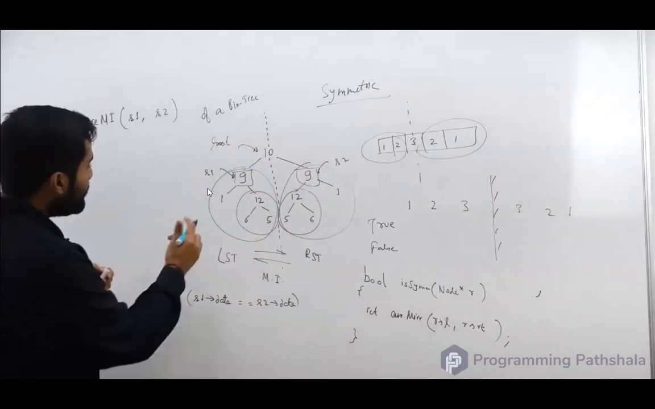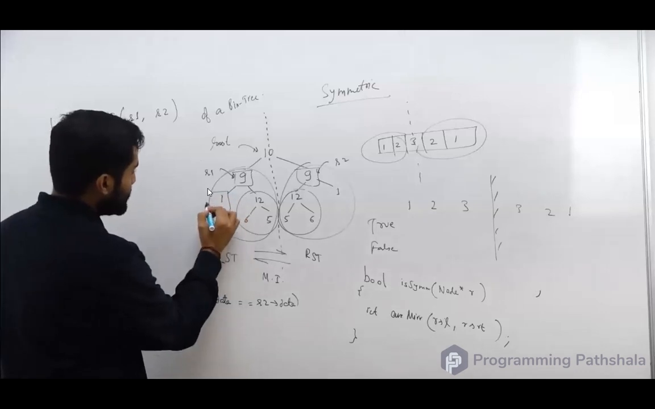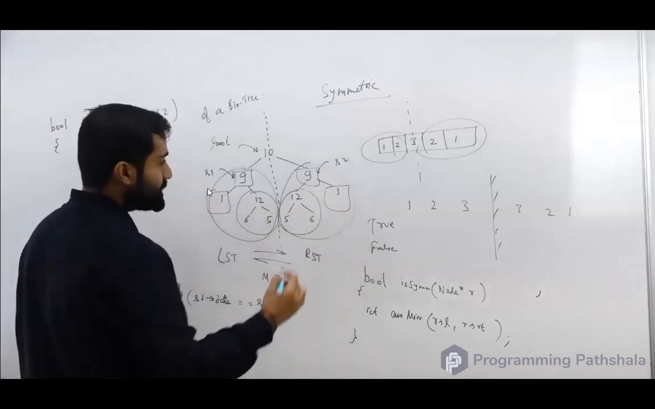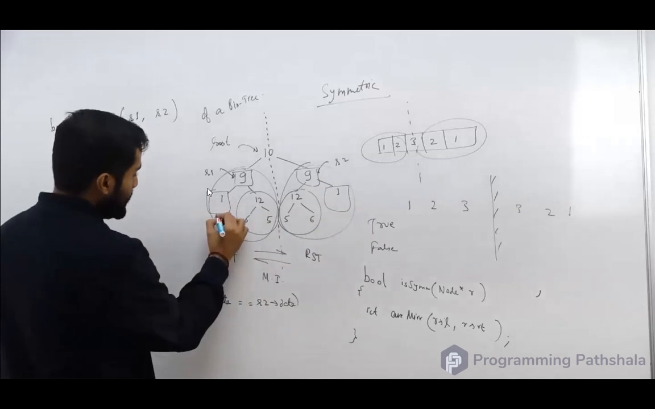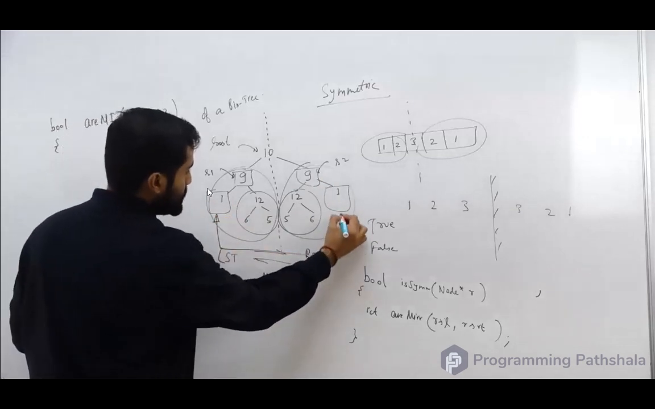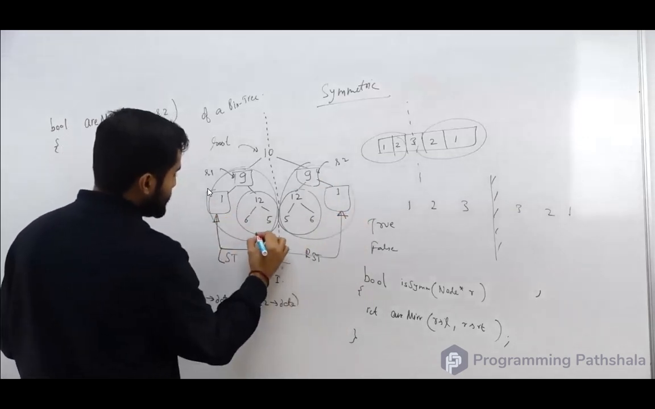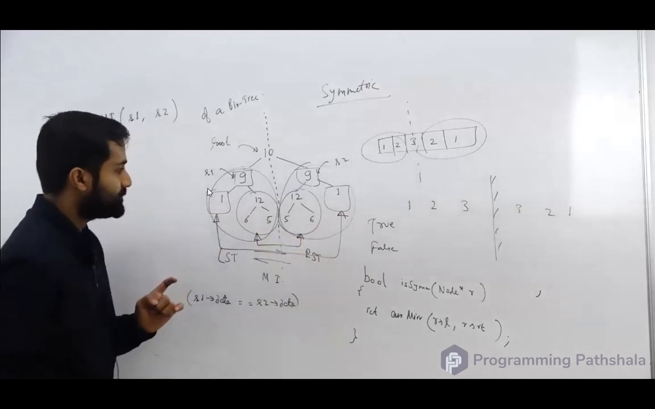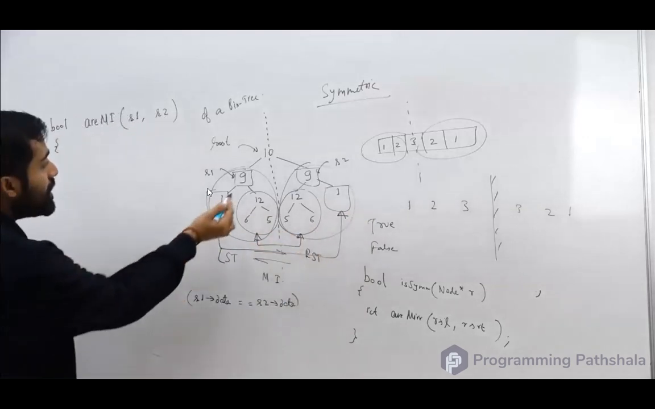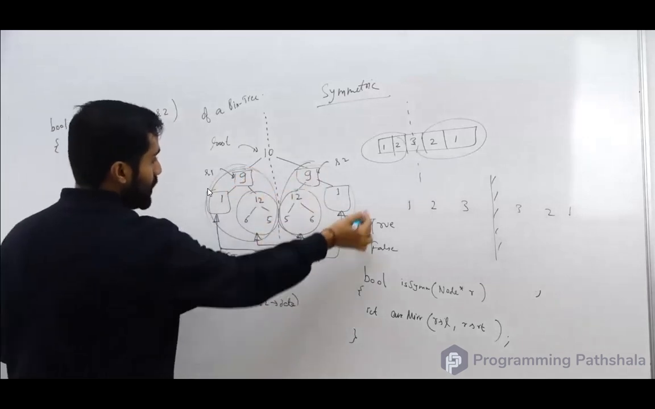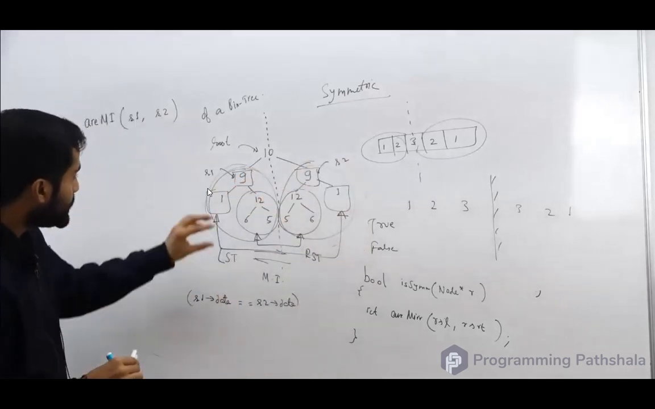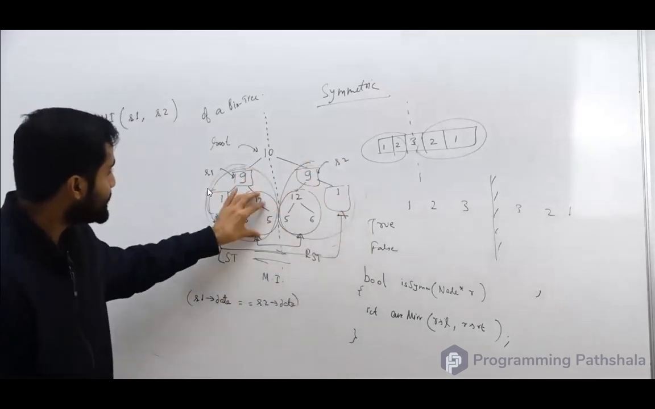Similarly, the left subtree of this and the right subtree of this should be mirror images. So this should be mirror image of that, and this should be mirror image of that. Now it looks like in order to check whether this is mirror image of that or not, I just need to check whether this is mirror image of that and this is mirror image of that.